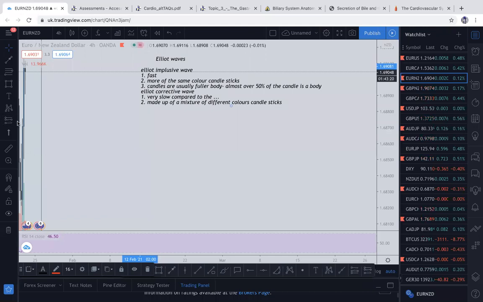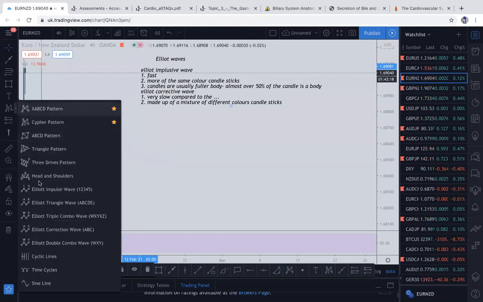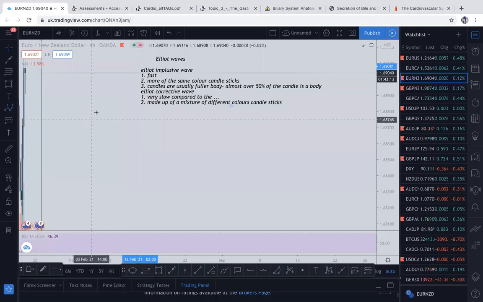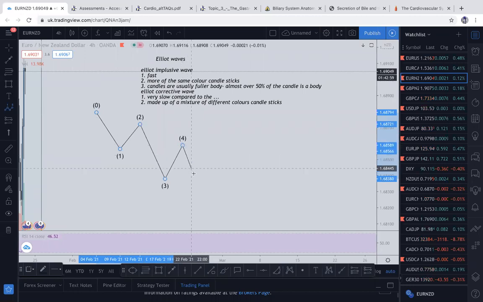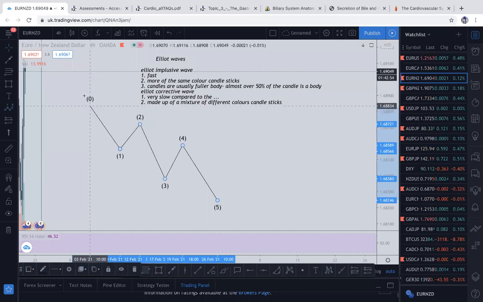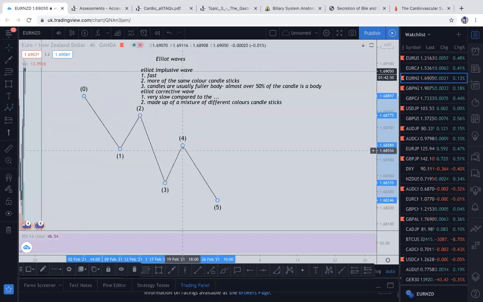So now if we look at the structure of an Elliott wave, we always have a structure from a 0 to a 1 to a 2, 1 to 2, 2 to 3, 3 to 4, and 4 to 5. This is how they always look. Let's stretch them nicely and tie in some of the information that we studied yesterday.